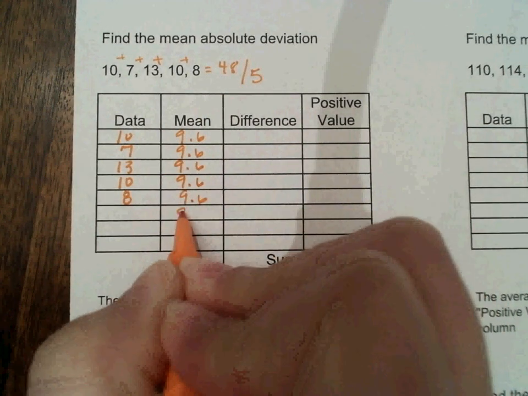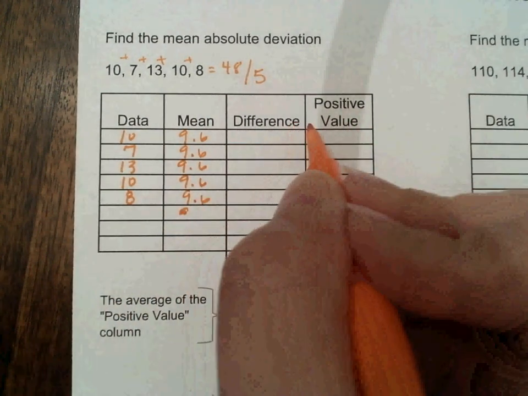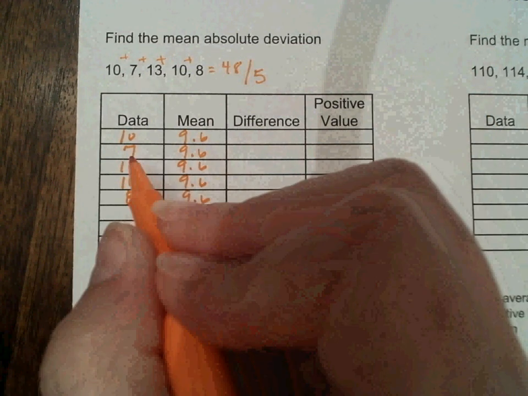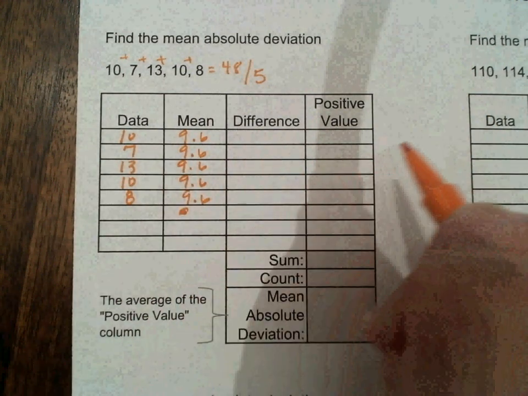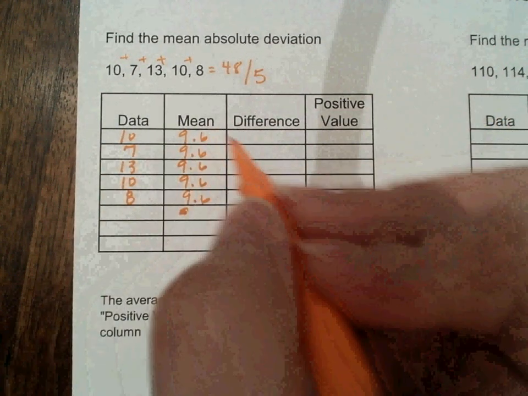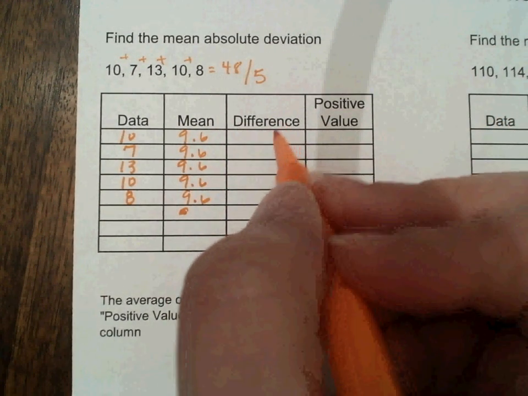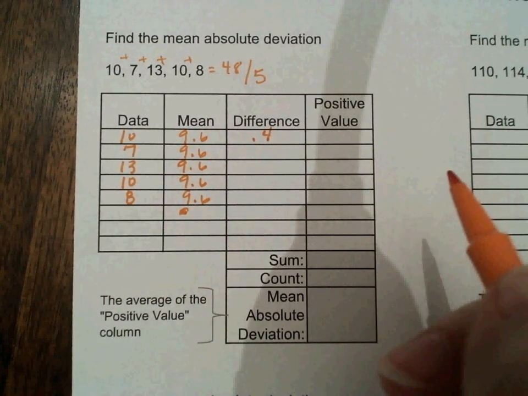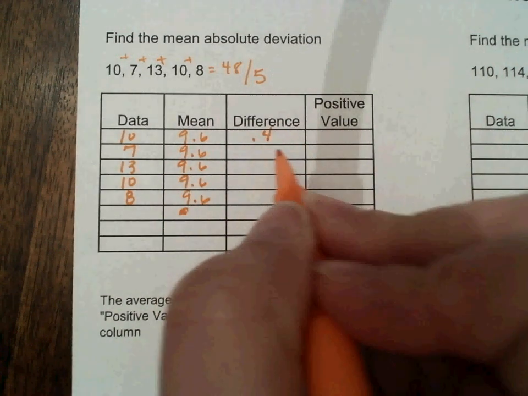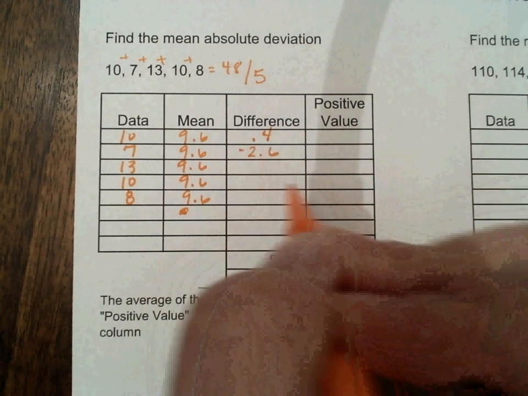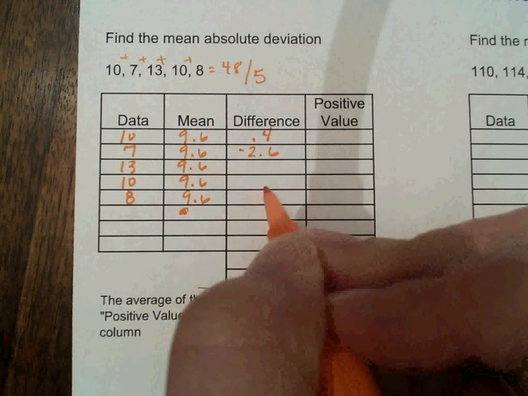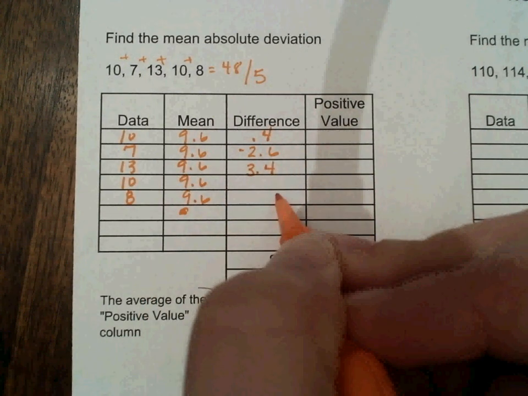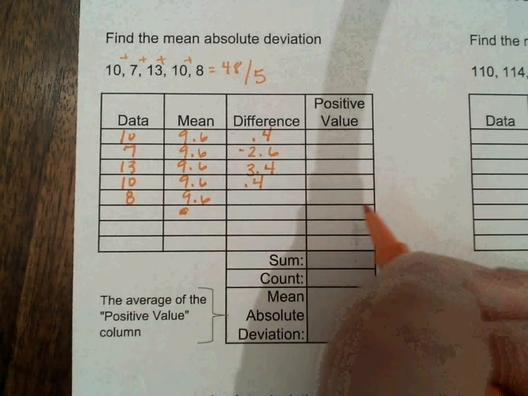I need to find the difference. Remember, difference means to subtract. So just like Mr. June stated, when we subtract, we always want to turn these numbers positive. So 10 minus 9.6 is 0.4. 7 minus 9.6 gives me negative 2.6. When I do 13 minus 9.6, I get 3.4. 10 minus 9.6 is 0.4. 8 minus 9.6 is negative 1.6.